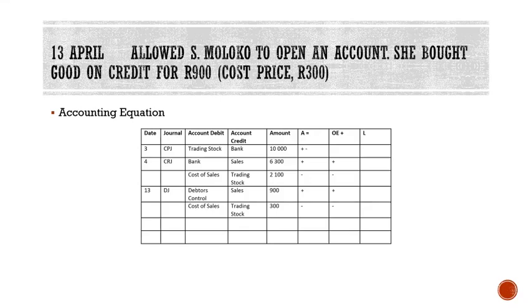Assets will increase because of debtors control. Remember, sales is an income, and I told you on the previous slide that income will have a positive influence on owner's equity. Therefore, owner's equity will increase. Then, the second part of the same transaction, cost of sales is an expense. Expenses increase on the debit side, and expenses will have a negative influence on owner's equity. Trading stock will decrease because the customer is taking the trading stock home. So trading stock will decrease by 300 Rand, and trading stock is classified as an asset. Therefore, assets will decrease. Remember, cost of sales, expenses will have a negative influence on owner's equity. Therefore, owner's equity will decrease.